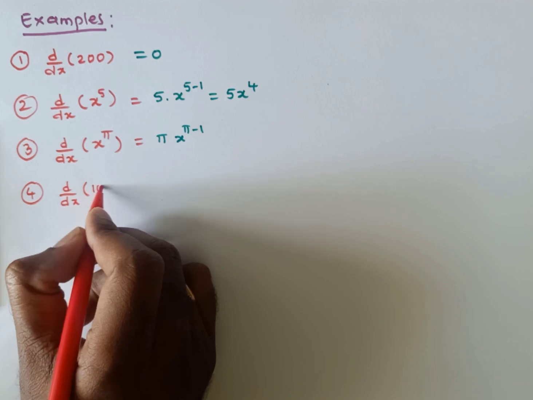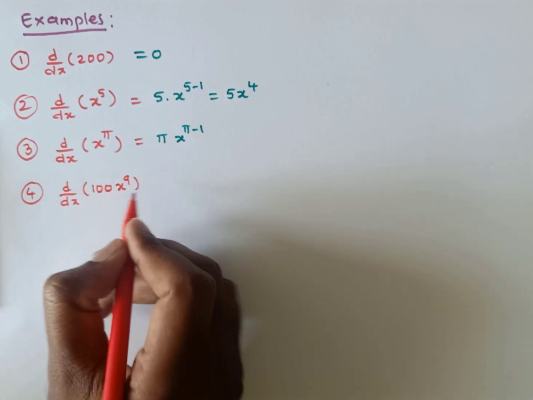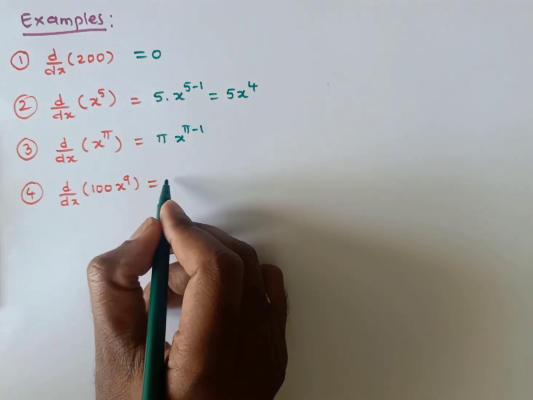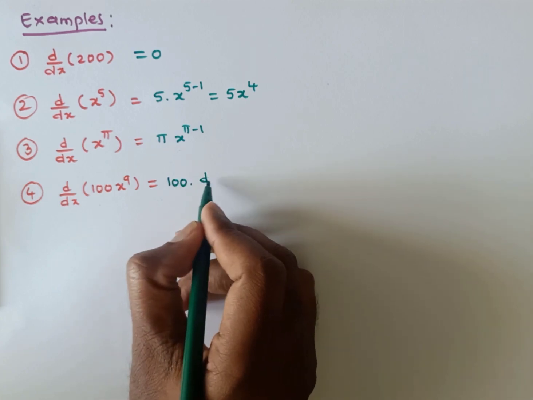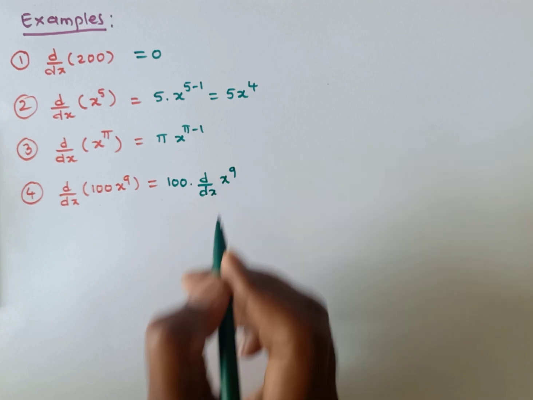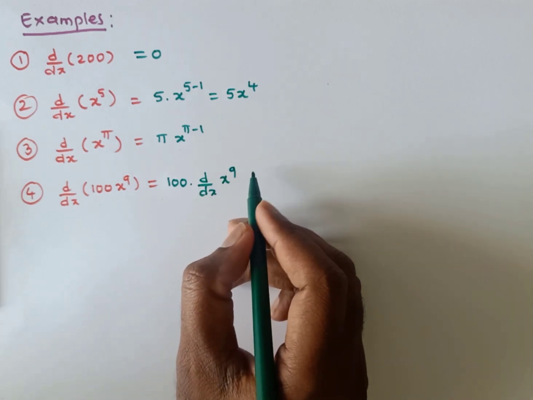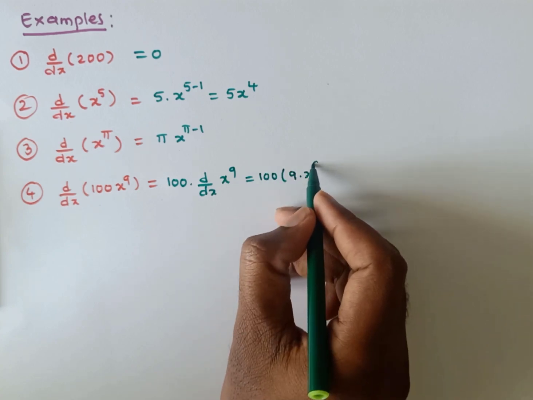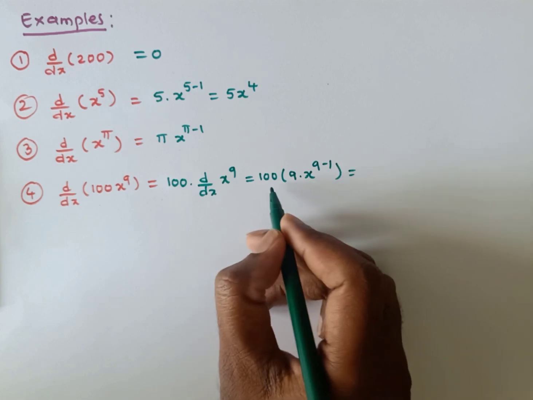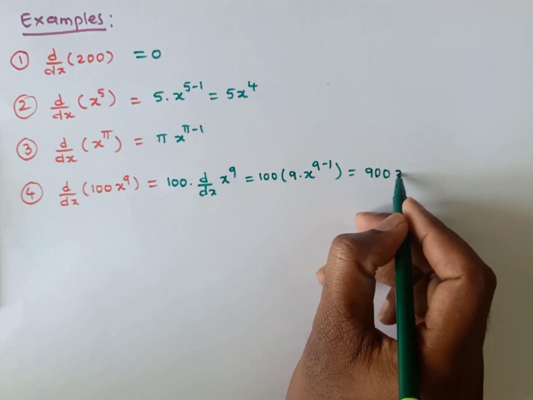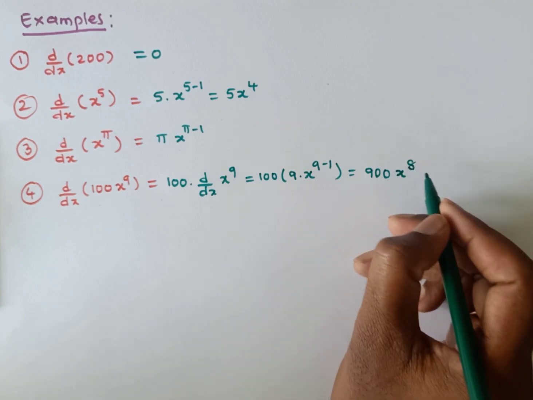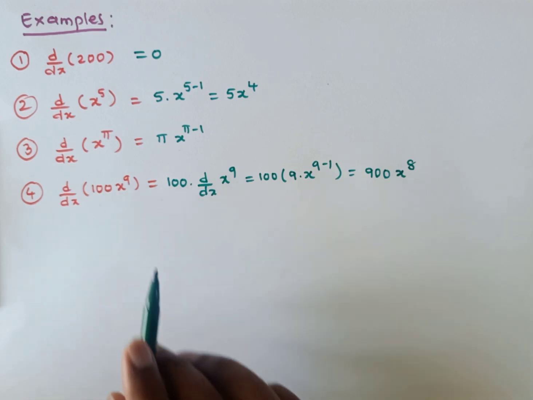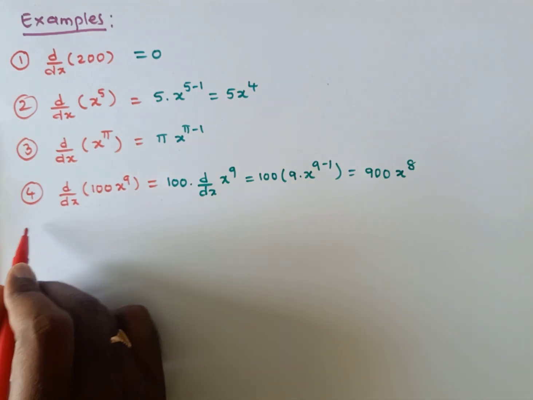Now next, d by dx of, for example, 100 into x to the power of 9. This is the constant multiple rule, right? Constant multiple rule. So your constant 100 into d by dx of x to the power of 9. Now you can apply the x to the power of n formula. So this is 100 into 9 into x to the power of 9 minus 1. That is 900 into x to the power of 8. Okay, so if it is a constant a into f of x, then a into the derivative of f of x applies, right?